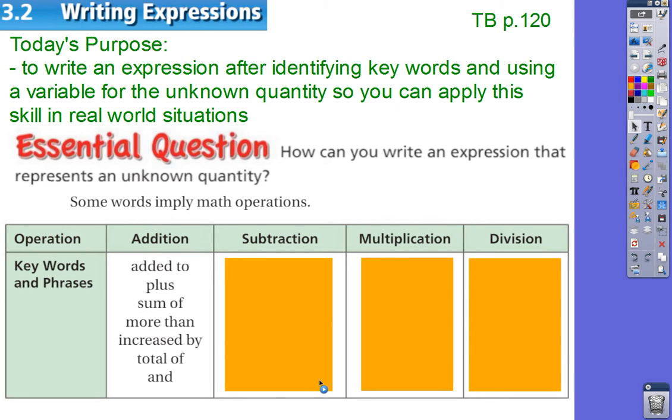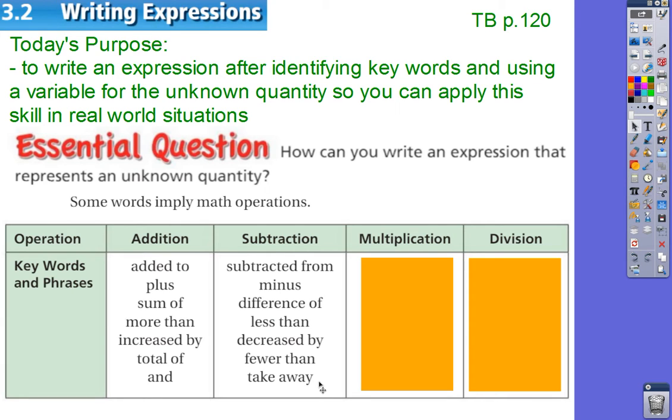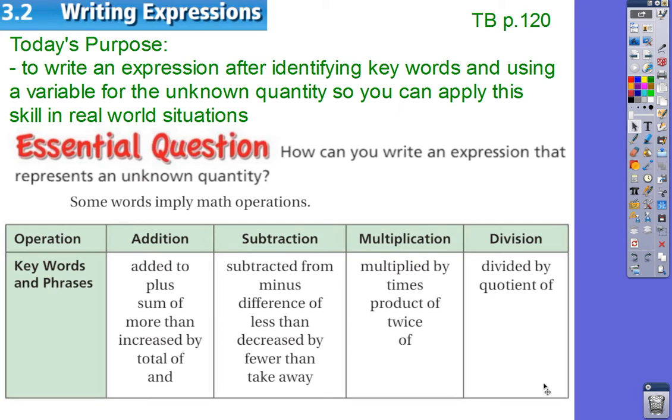Some of the possibilities for subtraction include subtracted from, minus, difference of, less than, decreased by, fewer than, and take away. Multiplication, we could have multiplied by, times, product of, twice, and of. And then finally, for division, some possibilities include divided by, or quotient of. Now, this is not meant to be an exhaustive list of all possible words. It's just some ideas to get you thinking about different words and what they mean in math.